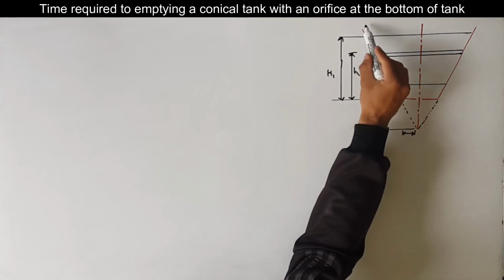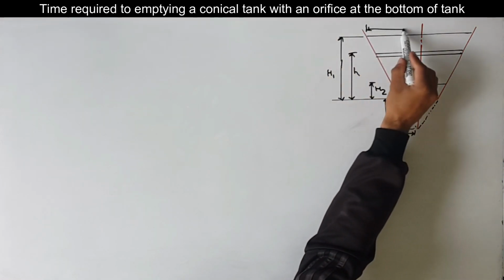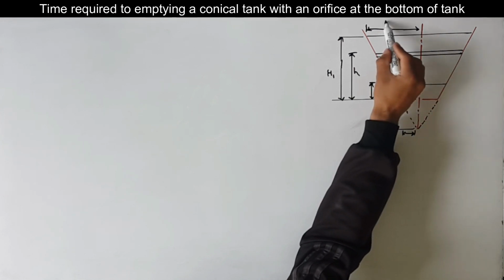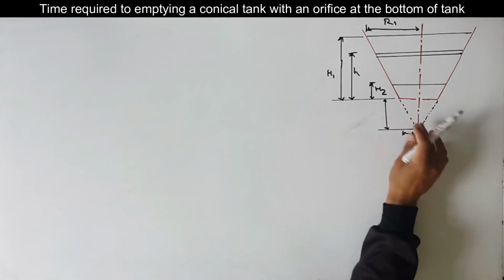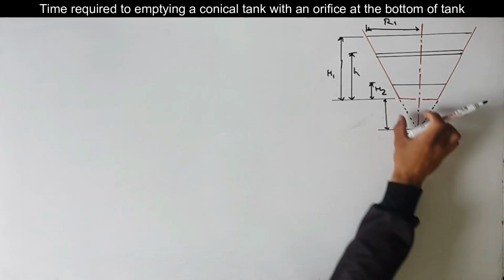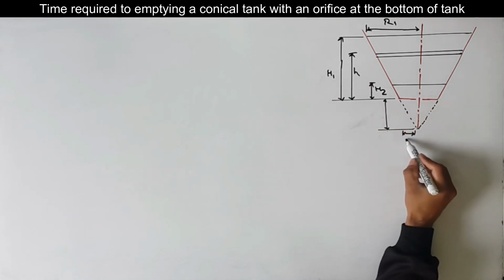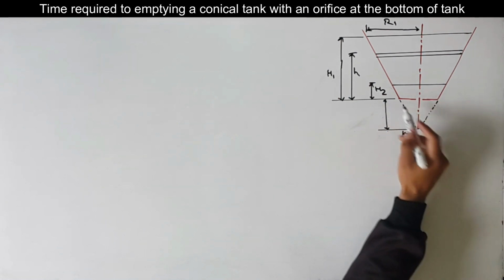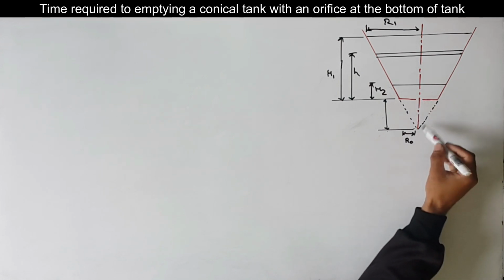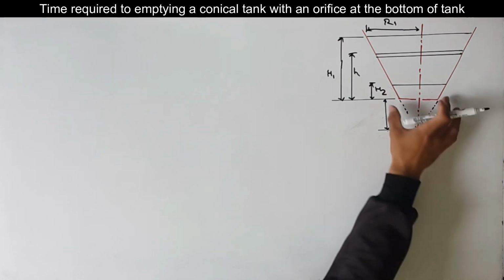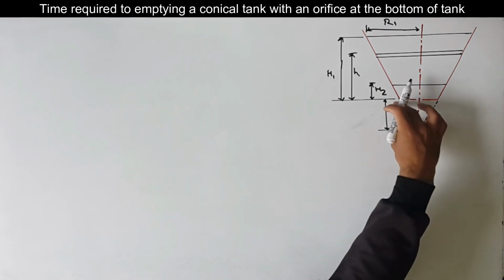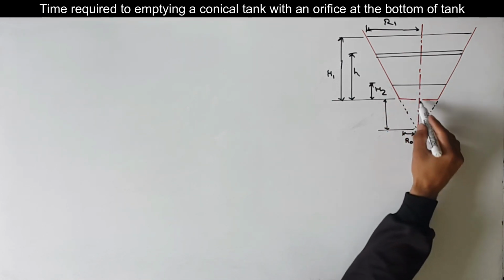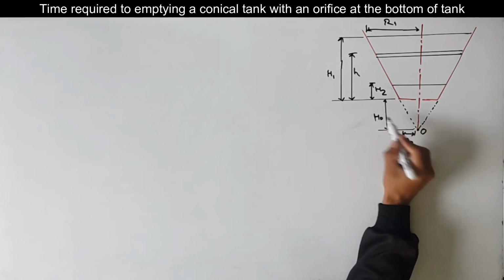Initially, the liquid surface makes the radius R1 with the conical vessel, and the radius at the bottom, at the orifice, is R0. Height of the orifice from the apex point: this conical tank is extended to meet at a point. This is called the apex point. This is O. And this small height from the apex point to the orifice is S0.